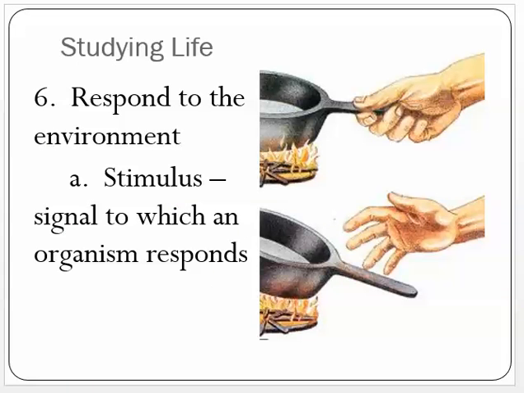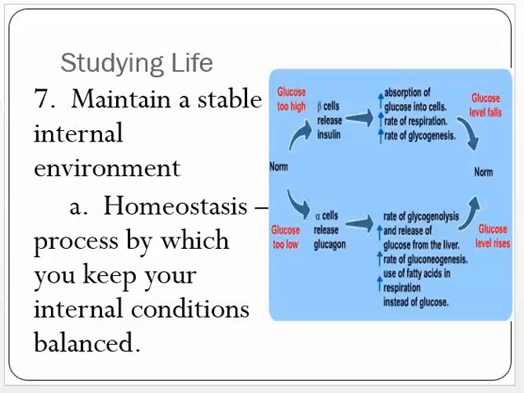A sixth characteristic is that you have to respond to your environment. And anything that you signal that you respond to is called a stimulus. So we know at a young age, if you touch a hot stove, you're going to get burnt. You're responding to that. We respond to bright light by squinting. You respond to temperatures by sweating or getting goosebumps if you're cold. So all of those are things that you respond to. We all respond to things in our environment.